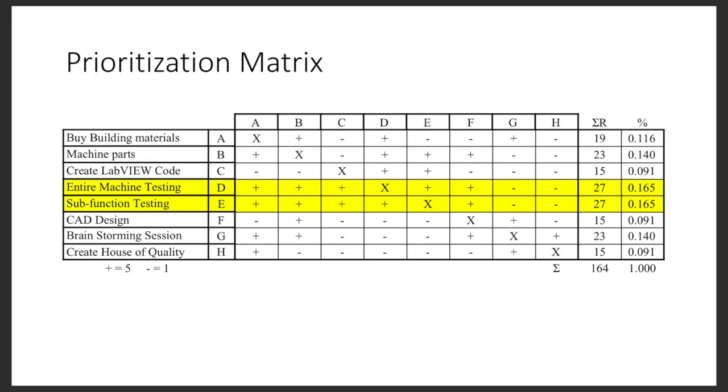The prioritization matrix is a planning tool that ranks each task by how they relate to one another. The results highlighted show that testing both the final design and testing the subfunction mechanisms are the most critical tasks to complete, whereas creating the LabVIEW code, HOQ, and CAD drawings rank least important. These values may be tweaked as development progresses and new challenges arise. However, the prioritization matrix helps give a good idea of what to focus on in the meantime.